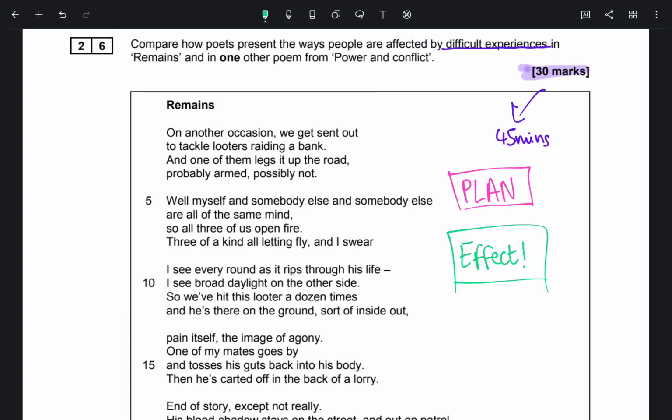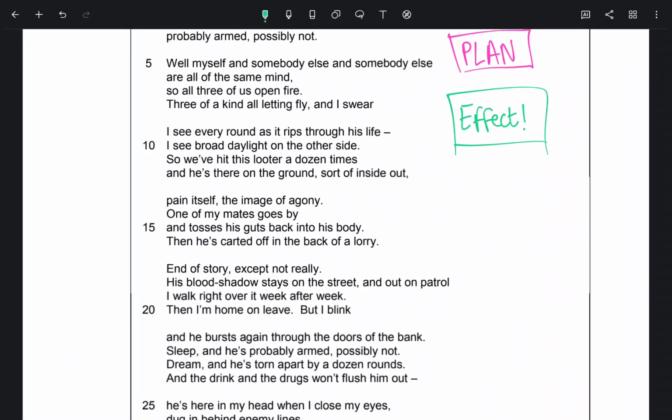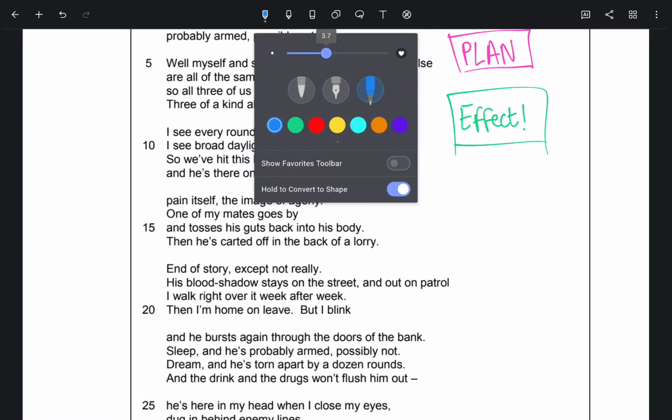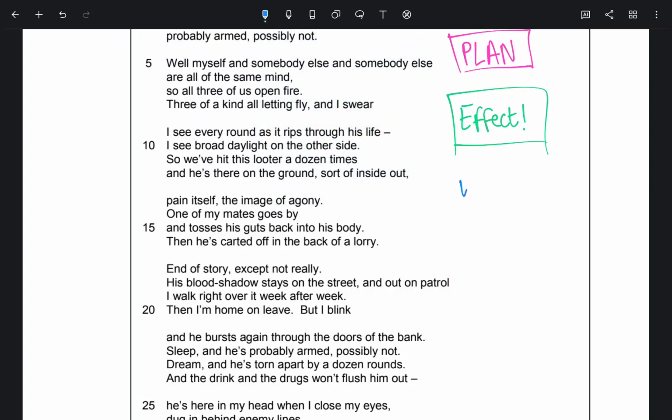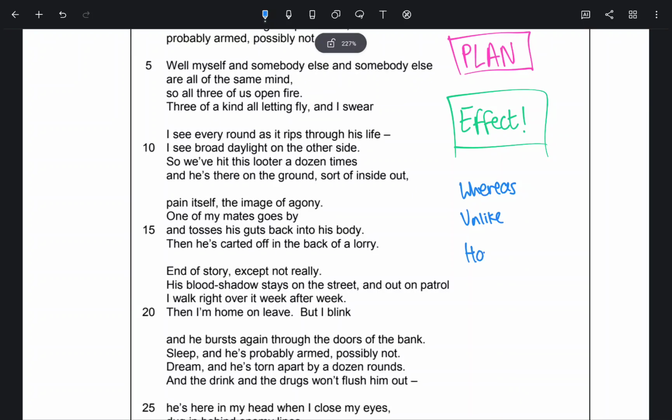So what are some linking words and phrases that you may want to use? For example, I'll just make a note here just to make it easy for you. You may want to use phrases or words like whereas, unlike, however. If you want to indicate similarities, then it could be similarly.